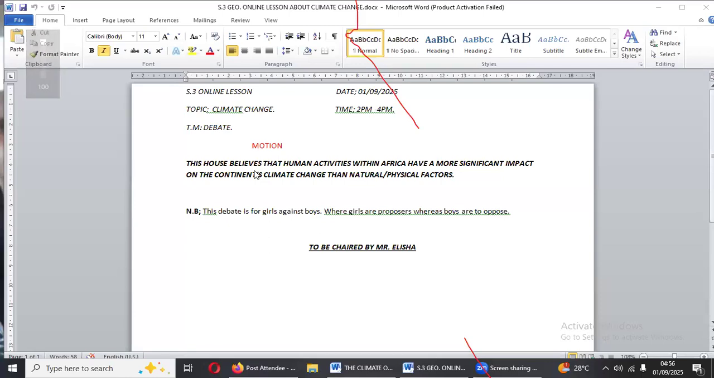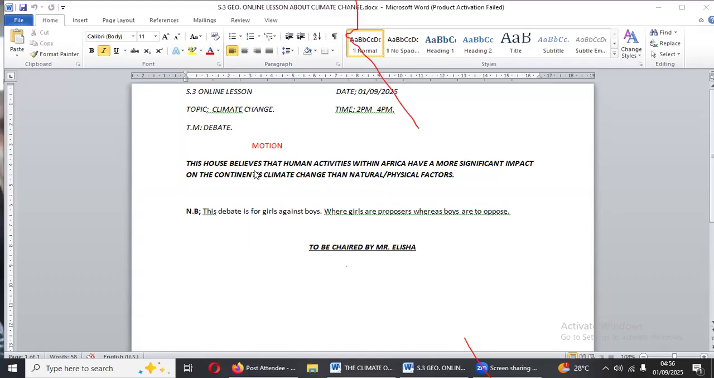Noreen, you're welcome. Should I also define the other terms in the motion? Mainly, we need to define climate change and also human activities. Then for boys, we need to define natural factors and also climate change only. Yes, please. And please, try to increase your voice. It's like it's still low.